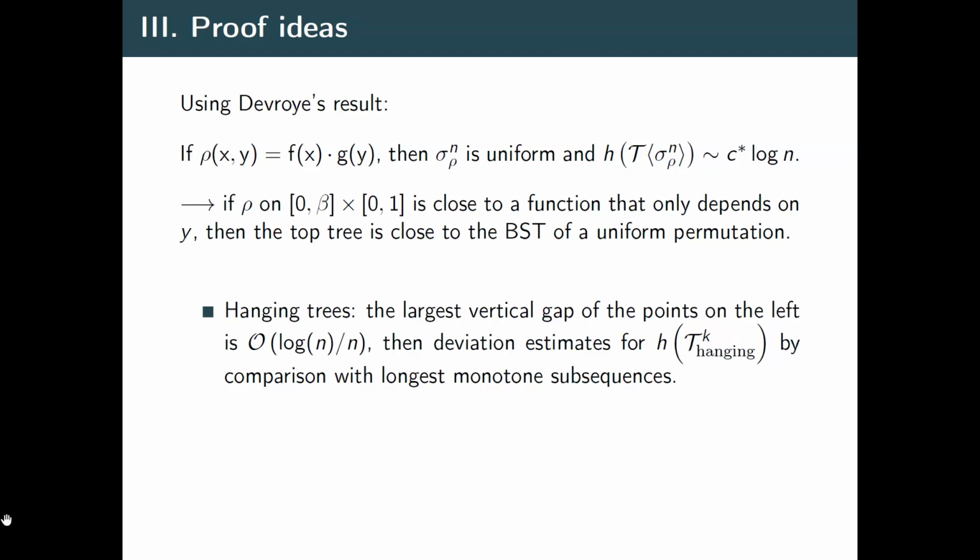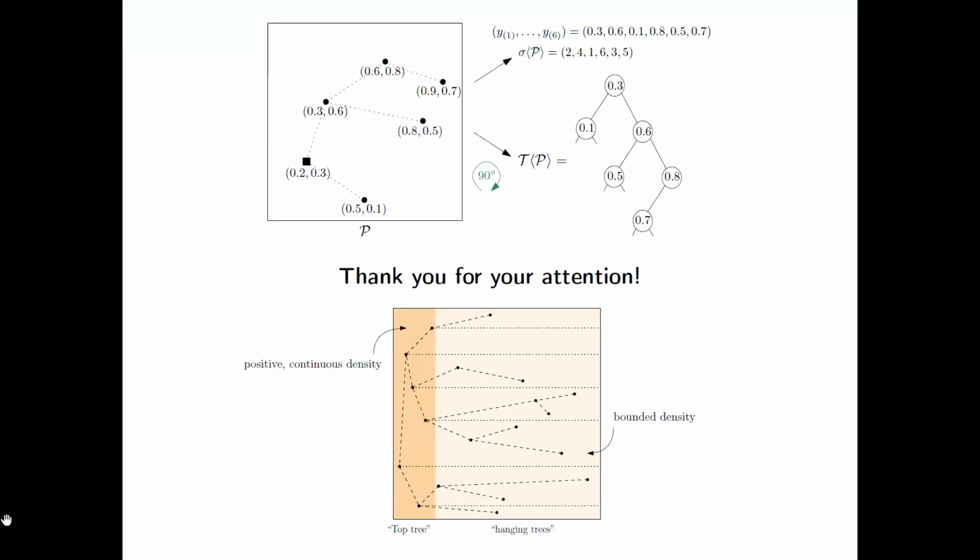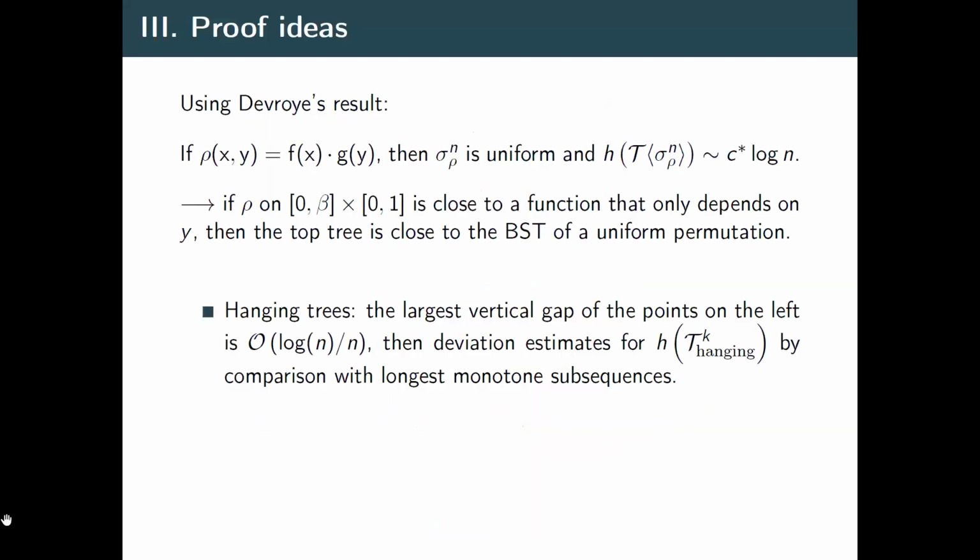So let me just explain in two words why it works. Well, to understand the heights of the hanging trees, you need to understand the sizes of the hanging trees. And let me just spoil the last slide. So we have this figure. The sizes of the hanging trees depend on the width of the horizontal bands here. And the width of these horizontal bands is defined by the vertical gaps of the points on the left.